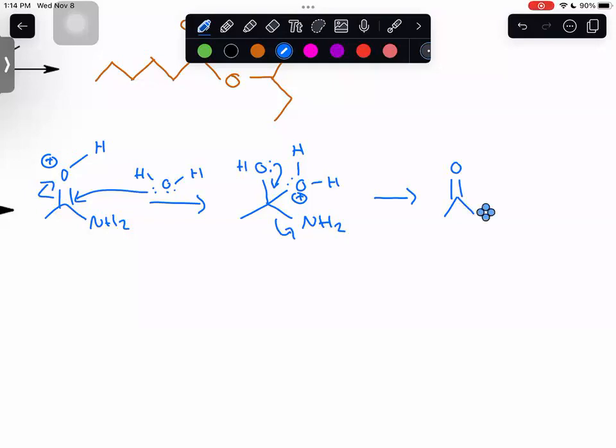We have that oxygen from the nucleophilic attack. If that oxygen is on its own, it's going to have a negative charge. Remember, we want something that's neutral. How many hydrogens does that oxygen have? It had two. Okay. So far we haven't touched the hydrogens. So that oxygen has two hydrogens. The one in the carbonyl still has one. You just kicked off the NH2.